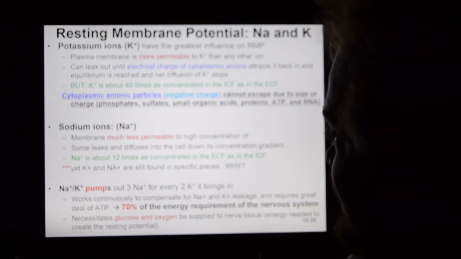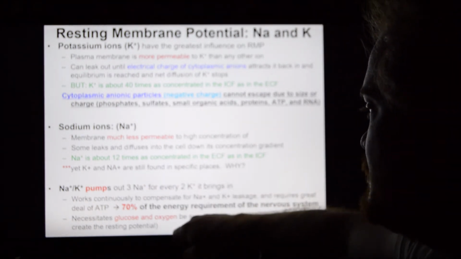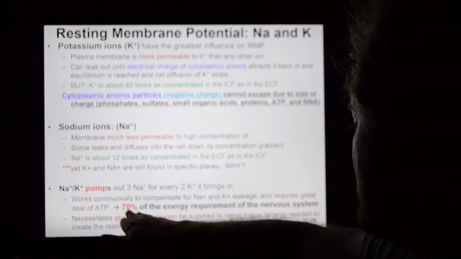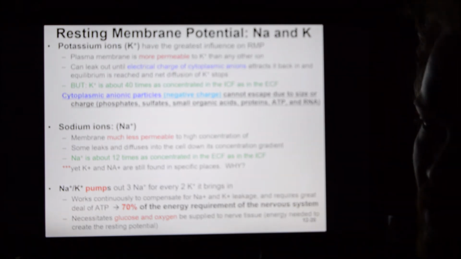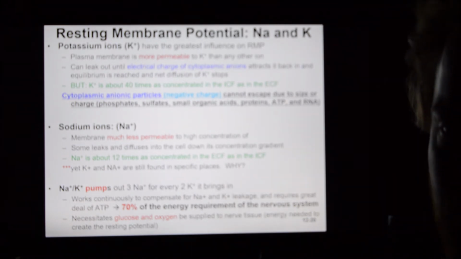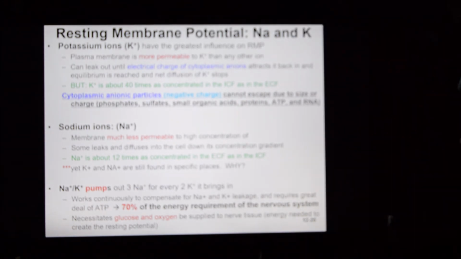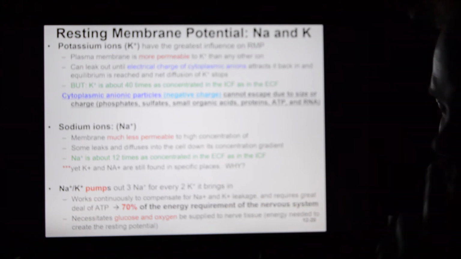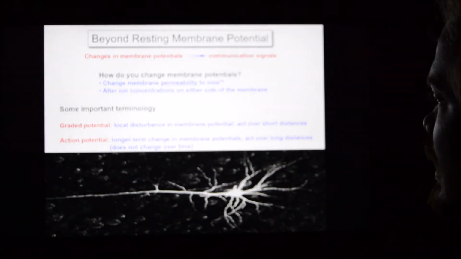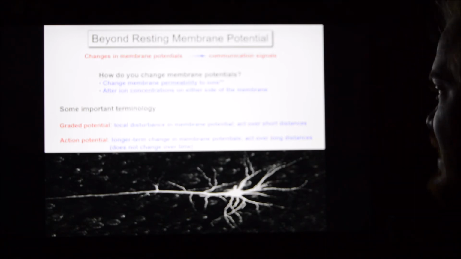Now, the way that we keep sodium and potassium where they're supposed to be, again, is using our sodium-potassium pumps. That is going to make up about 70% of the energy requirements of the nervous system, all in sodium and potassium being pumped into their concentrations on either side of the axon membrane. Okay, now then, on to the point. Let's talk about graded potentials and action potentials.